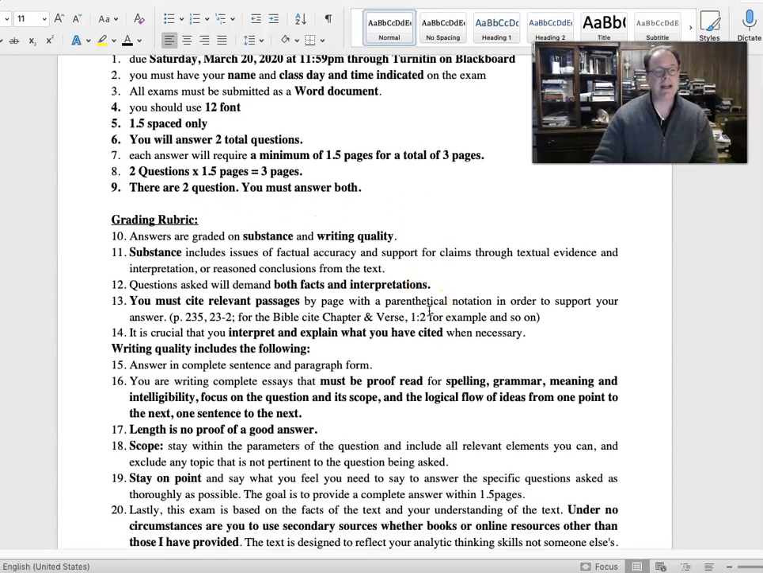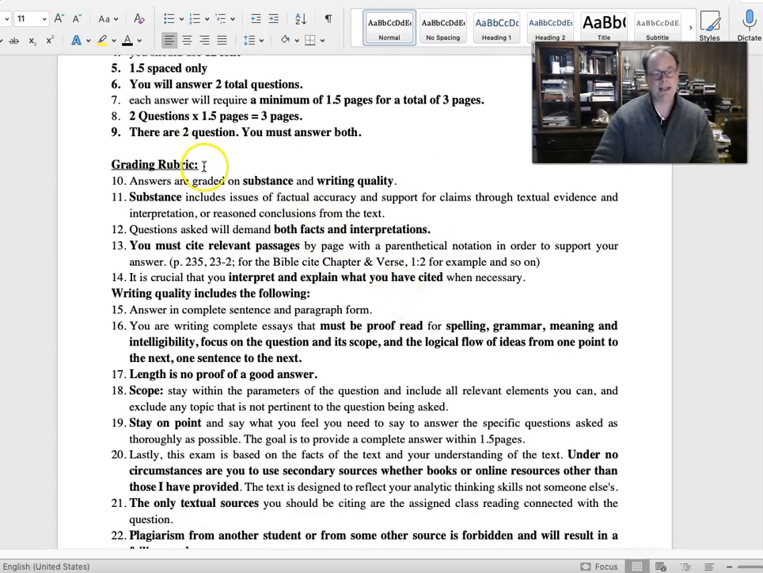All right, so the grading rubric. When I say grading rubric, I really mean two things. Number one, these are the instructions. This is how you need to write your exam. And number two, this is therefore what I am looking for in your paper in terms of grading it. So the more of these elements that you hit, the better your grade is going to be.